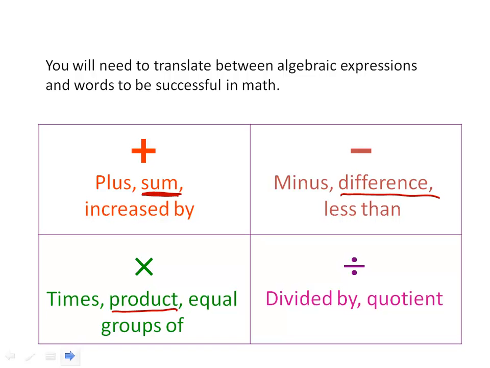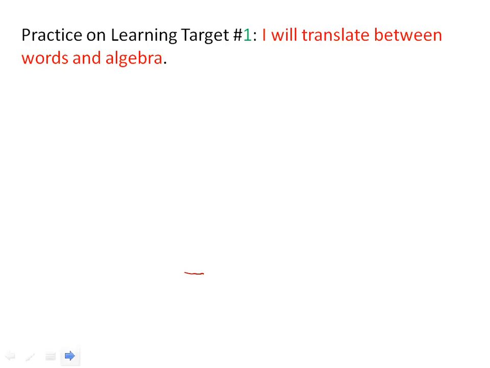Divided by, quotient. Quotient is the fancy word we use for division. So when you see a sentence, as you're going to see here in the next slide, you're looking for these key words. And you should have this in your notes. So take the time to get that in there. So here's some practice on learning target number 1. I will translate between words and algebra.